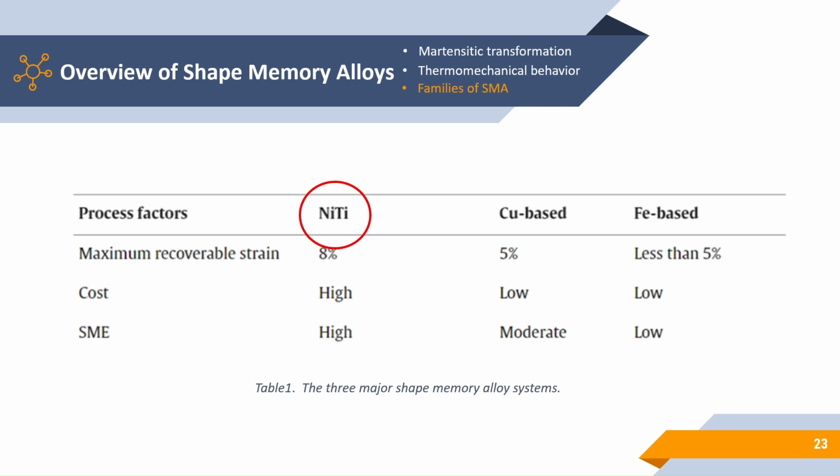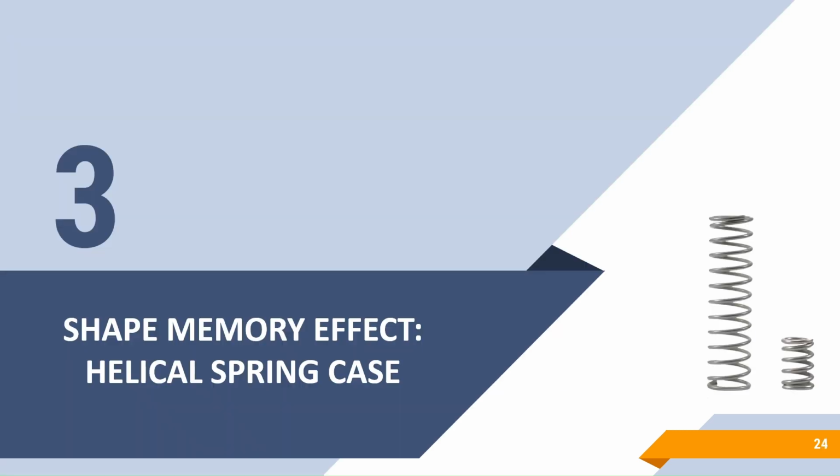In general, nickel-titanium remains the most used alloy in the commercial sector, while ferrous-based shape memory alloys are the most preferable and highly recommended in the construction field. Now let's move to the third section, which is the shape memory effect helical spring case.